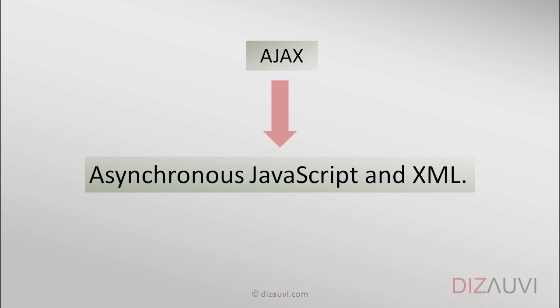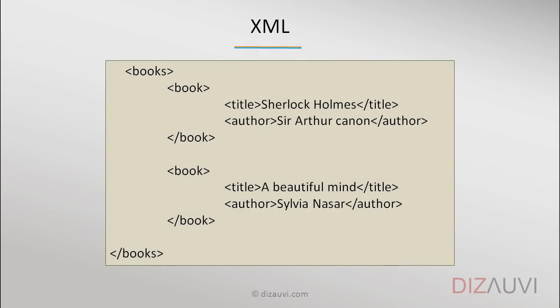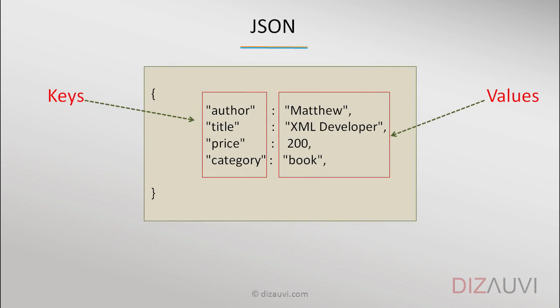Data is usually exchanged between the web page and the server using JavaScript asynchronously. That is, the data exchange happens in the background without interfering with the display. And the data format used to be XML, but these days the JSON data format is more popular and preferred.